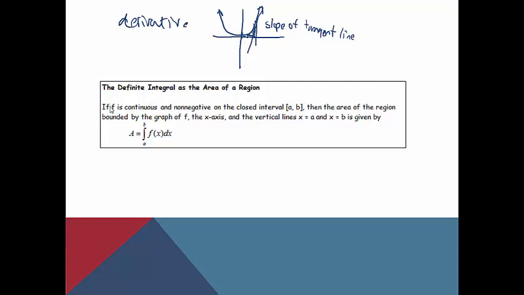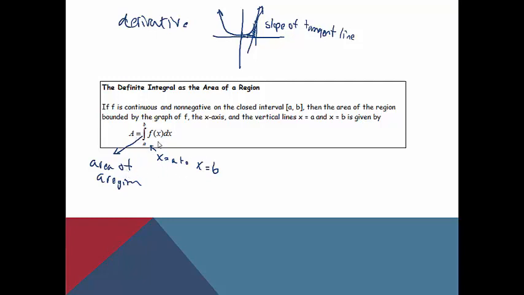So if we look at this definition, it says if f is continuous and non-negative on the closed interval a to b, where a and b are x values, then the area of the region bounded by the graph of f, the x-axis, and the vertical lines x equals a and x equals b is given by this formula. When you see this integral sign, it's just the elongated S. If I'm given a picture, it's asking me for the area of a region of a certain function, going from x equals a to x equals b. So we're finding the area under that curve.